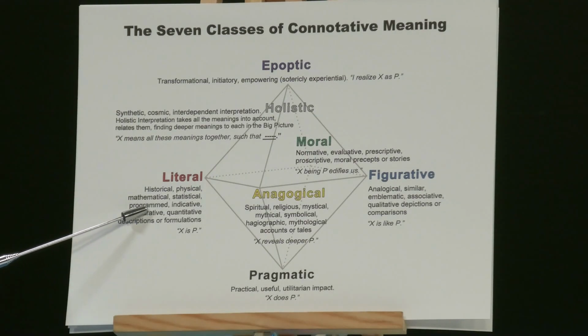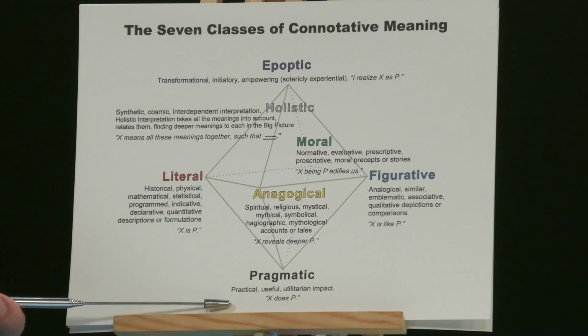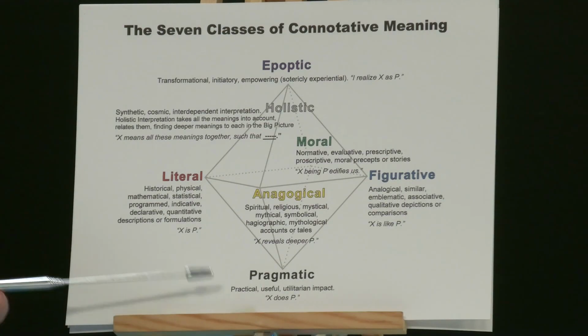So the literal can be actually historical, physical, episodic, mathematical, statistical, programs such as in a computer. All these things are literative. They're indicative, they're declarative, quantitative, they're descriptions, right? Or formulations of things. These are the literal meanings, the literal definitions that we take when we're speaking of things. The pragmatic we referred to, they're the practical, the useful, the utilitarian, operational definitions.